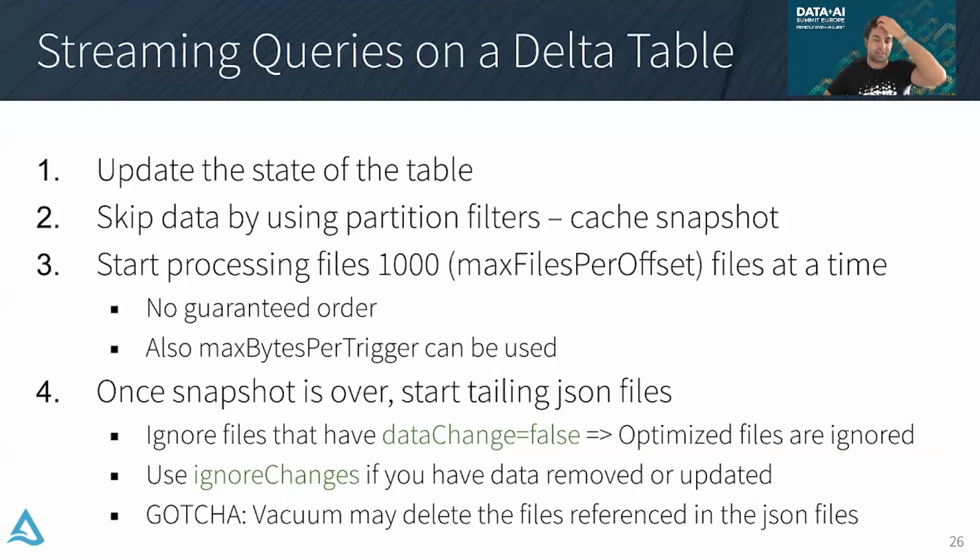A gotcha here is that vacuum may delete the files referenced in the JSON files. So you would want to keep your tombstone or deleted file retention duration long enough, longer than however much downtime you expect from your streaming workloads.